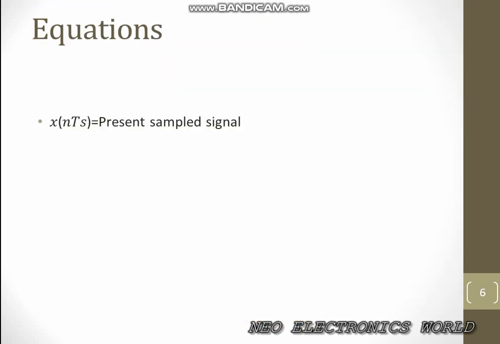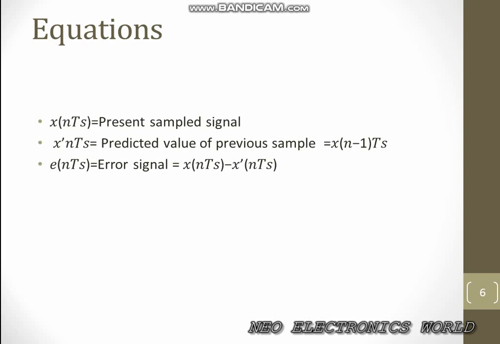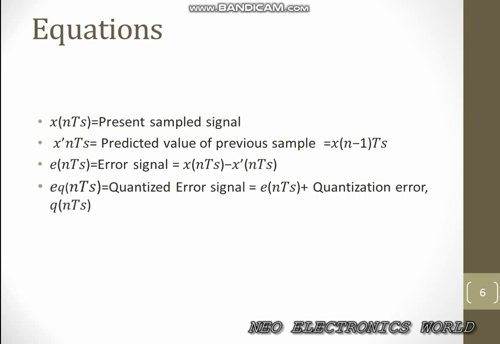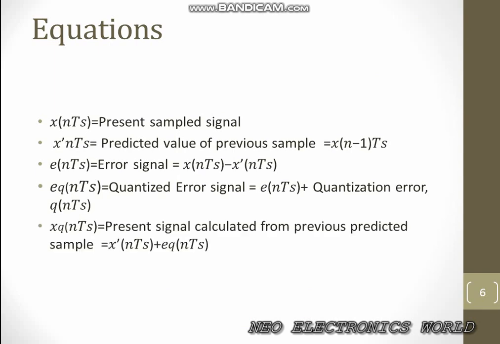Then we have to look at the equations. This is x of nTs: the present sample signal. Then x dash of nTs is the predicted value from the previous sample, e of nTs is the error signal that we have seen, eq of nTs is the quantized error signal, then xq of nTs is the present signal calculated from the previous predicted sample, and then x dash of (n plus 1) Ts is the next predicted value.